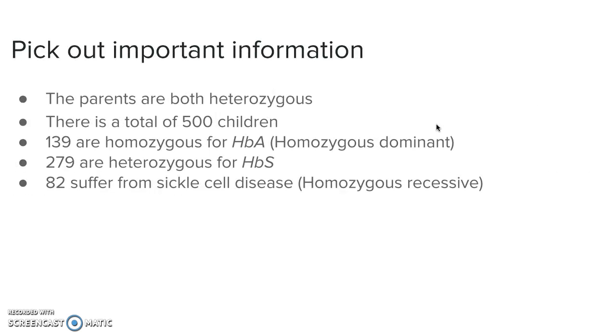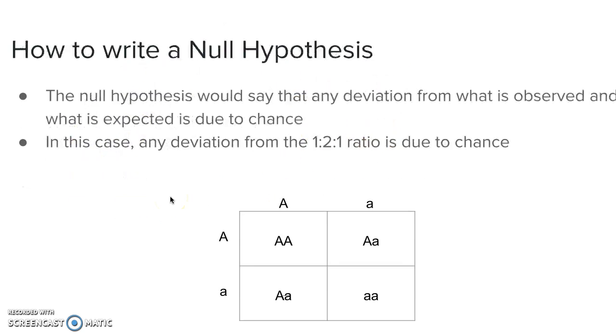So the first thing we're going to do is pick out all the important information, because there's a lot of information that we really don't care about. The parents both being heterozygous is essential to create your ratio. Then there being a total of 500 children is important. 139 that are homozygous, 279 that are heterozygous, and 82 that suffer from the disease. These are all important facts that we need to create our ratio and therefore fill our table.